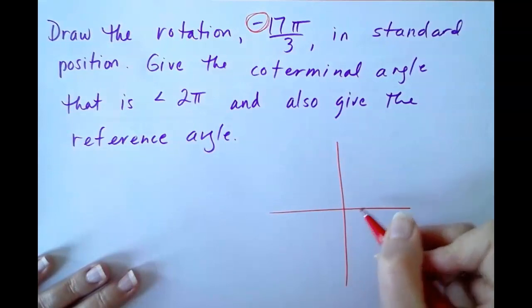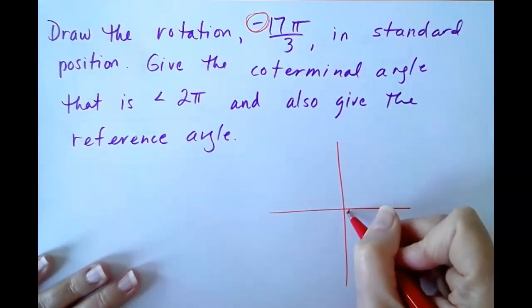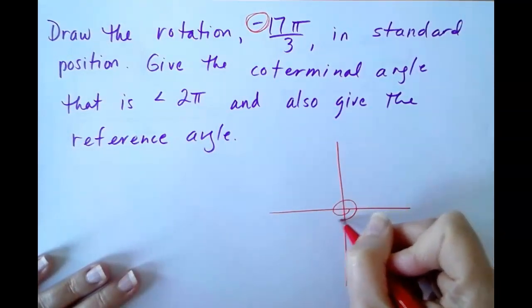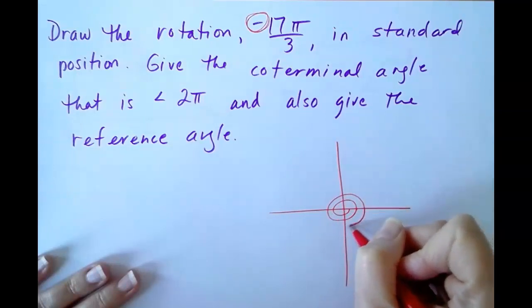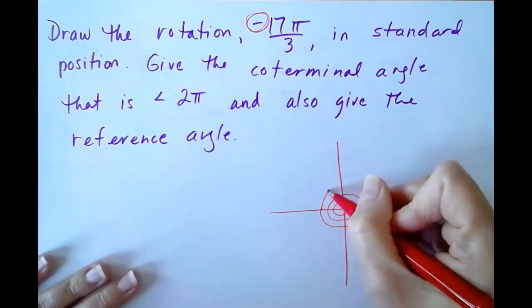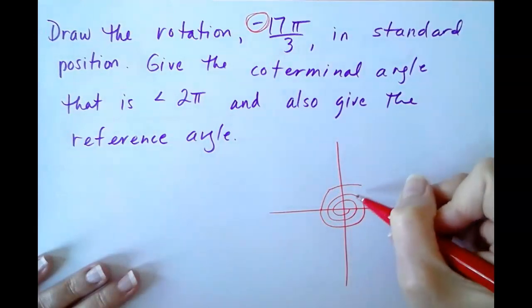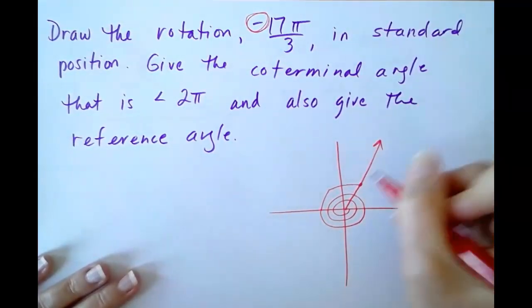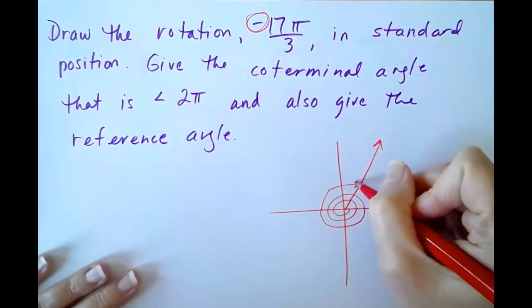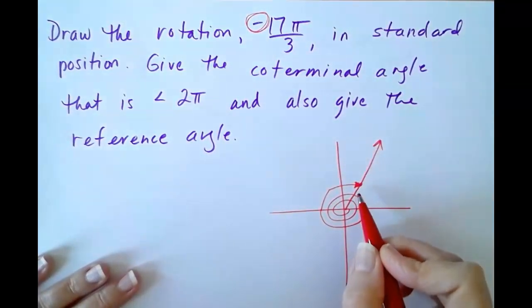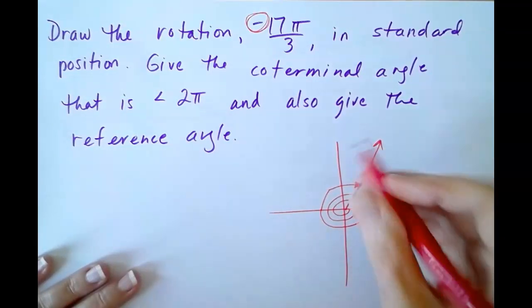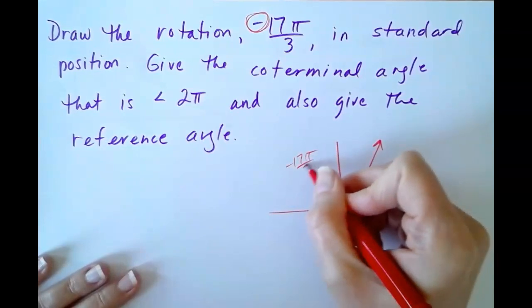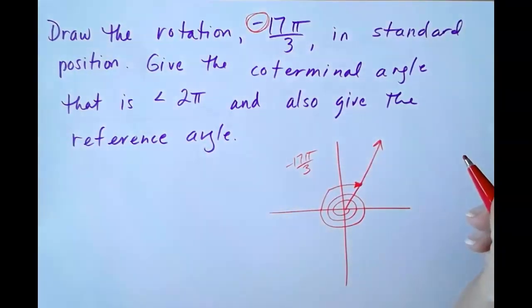So we're going to rotate negatively. So negative 2 pi, negative 4 pi, negative 5 pi, and then 2 more thirds. So we end up right there. So that is what our rotation looks like. Remember to show which direction that you're rotating to indicate that this is negative. So here is a negative 17 pi over 3 rotation.